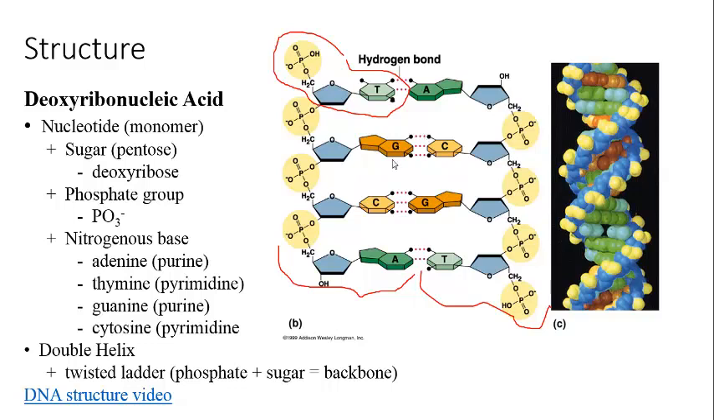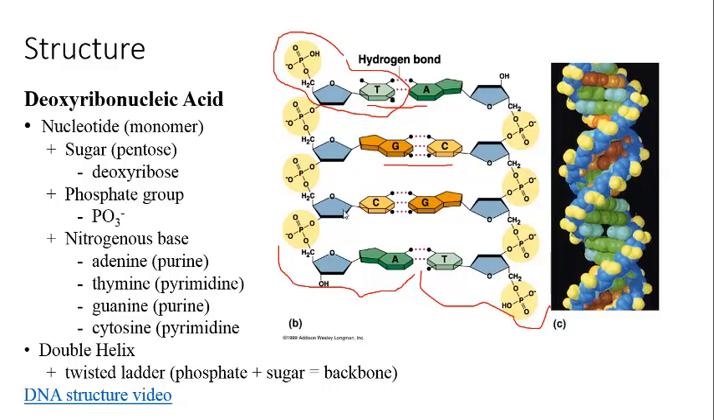So DNA is made up of a long string of nucleotides that are bonded together. DNA is double-stranded, so there's actually 2 long strings of nucleotides, and the 2 strands are held together in the middle by the hydrogen bonds. If you look at the structure of DNA, A is always bonded with T, C is always bonded with G.